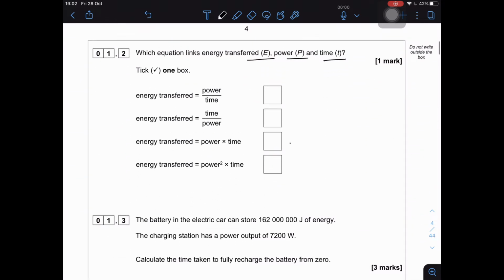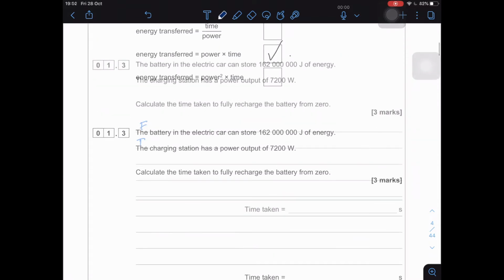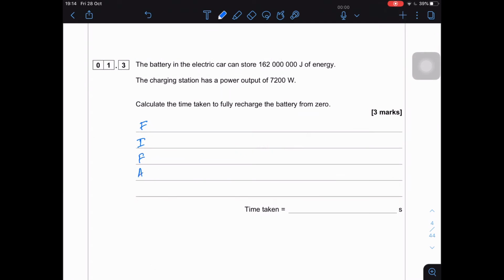The second one: here you have energy, power, time. You need to memorize this equation: energy is power times time. Now you're going to use FIFA, a system so that we can easily solve all the calculation problems. So what does FIFA mean? F for formula, I for insert the numbers, F for fine tuning it, and finally A for writing the answer.